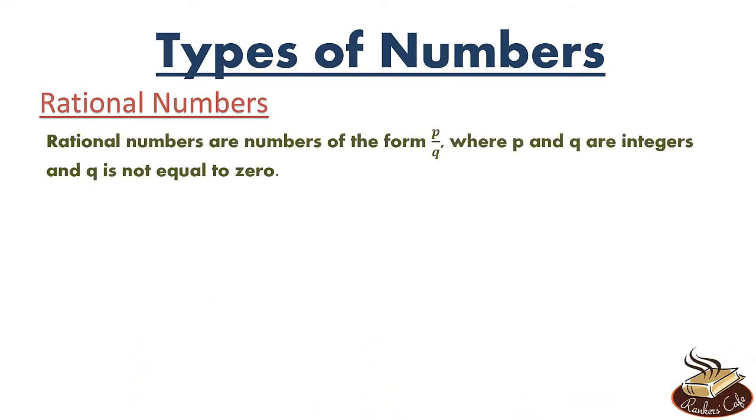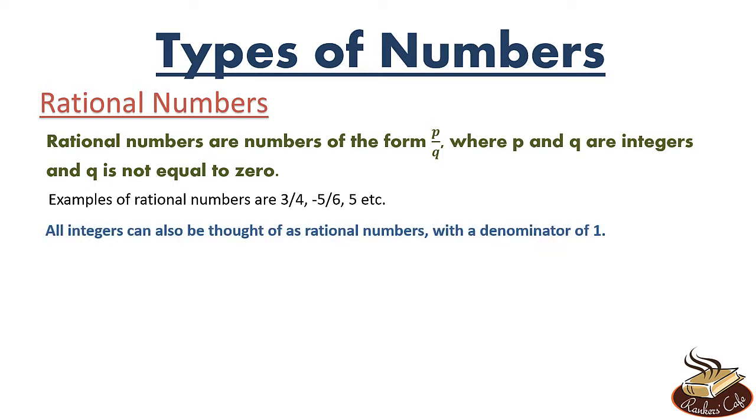Rational numbers are numbers of the form p/q, where p and q are integers and q is not equal to 0. Remember, we said that division by 0 is not possible. So any number of the form p/q is a rational number if p and q are integers and q is not equal to 0. Some examples are 3/4, -5/6, 5, etc. Why 5? Well, because all integers can also be thought of as rational numbers with a denominator of 1. 5 can be written as 5/1, right?